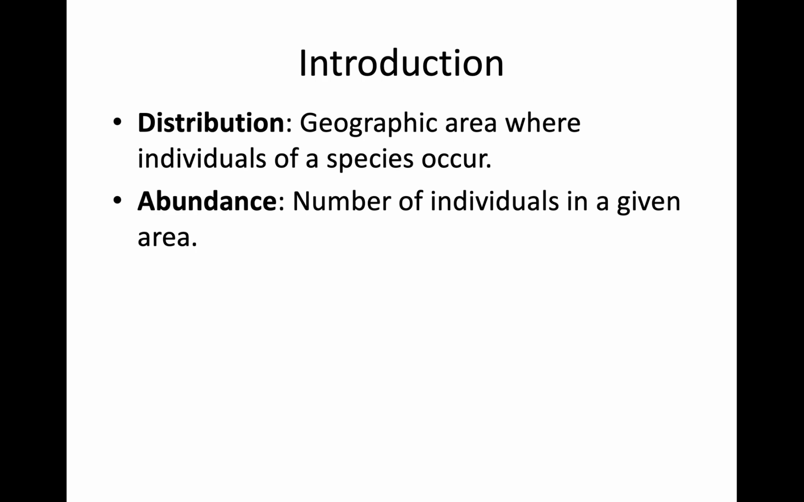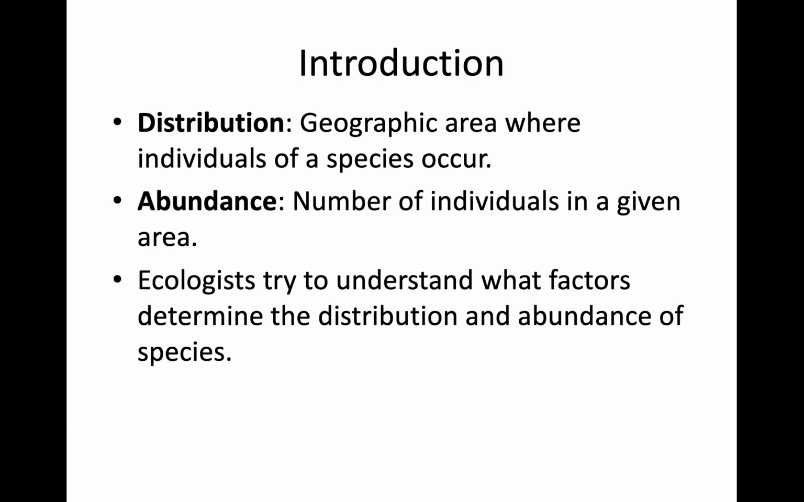And there are two basic categories of studies that ecologists do relating to populations. Those asking about the distribution of populations, and those examining what we call population abundance. And ecologists try to understand what factors determine both the distribution and abundance of different species.